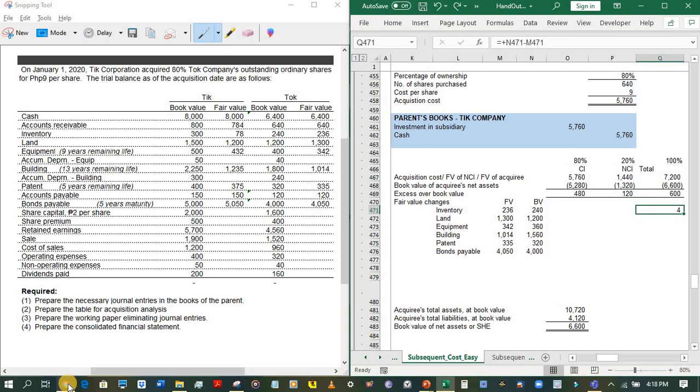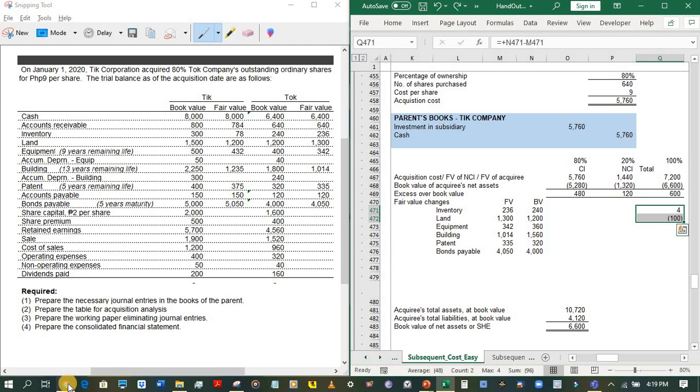Then next for land, the land has a difference of 100 pesos. The 100 pesos is negative, which means it will be deducted from the 600. The 600, as I said earlier, let's assume this is already the goodwill. And the land has a book value of 1,200. However, for consolidated financial statement purposes, it must be presented at 1,300. However, this is currently recorded at 1,200, which means there should be an addition to land of 100 pesos, so that from 1,200, it will increase to 1,300.